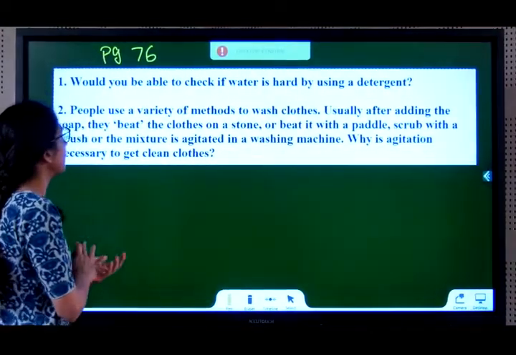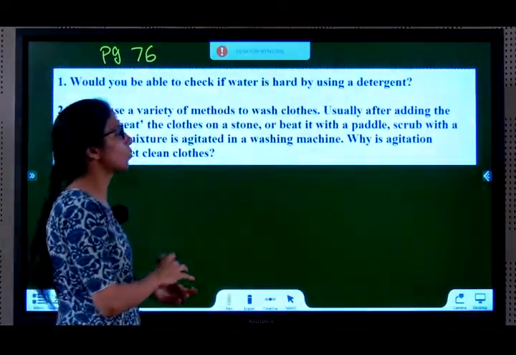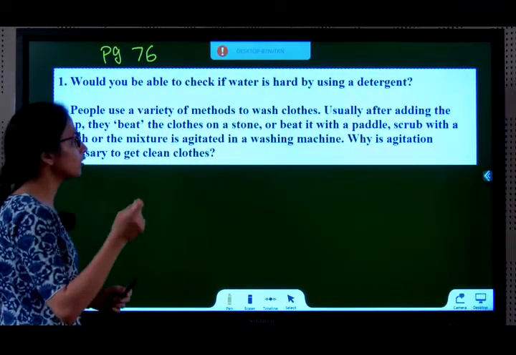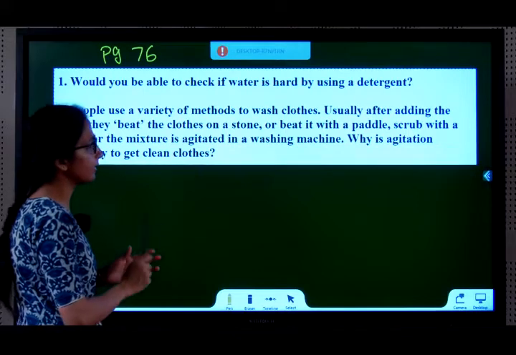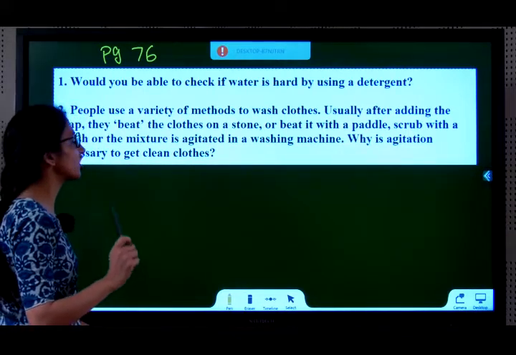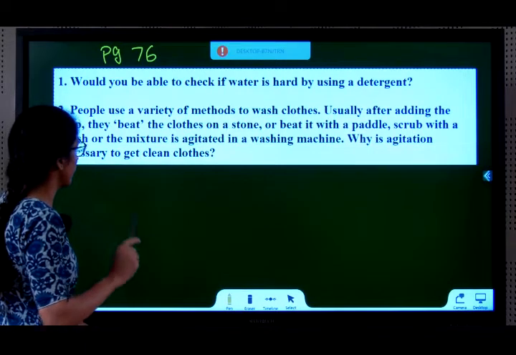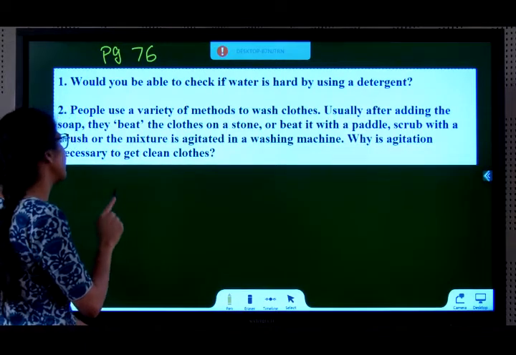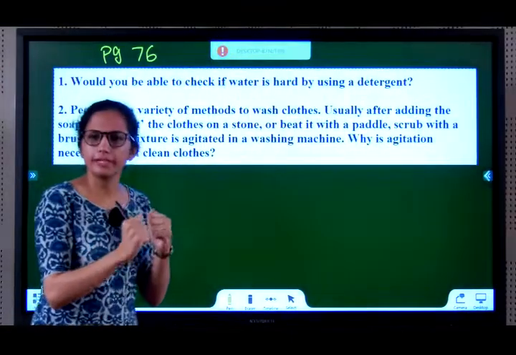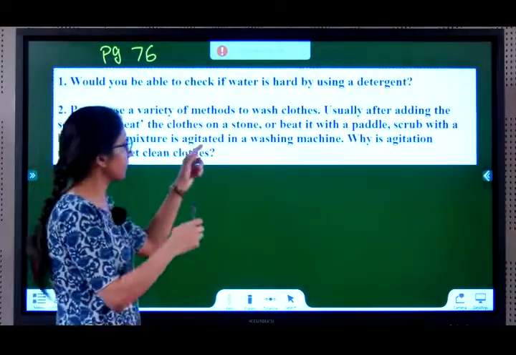Second question. People use a variety of methods to wash clothes. Usually after adding the soap, they beat the clothes on a stone or beat them with a paddle, scrub with a brush, or the mixture is agitated in a washing machine. Why is agitation necessary to get clean clothes? Agitation is when you move it around nicely.